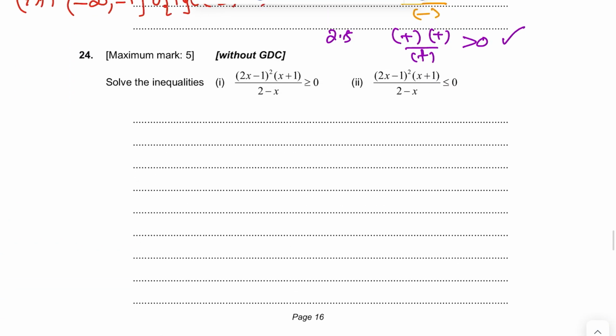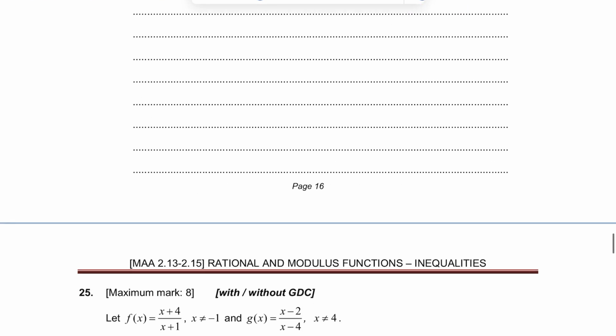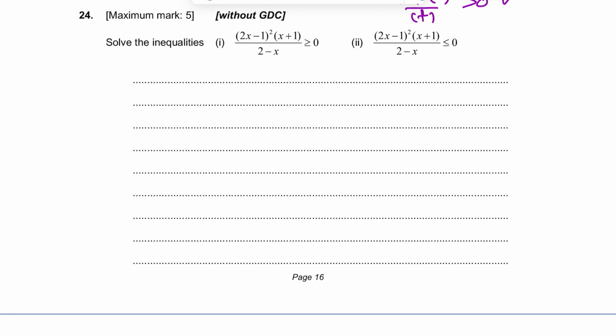Question number 24. Solve the inequalities. So what are the roots? Half, negative 1 and 2. So I take negative infinity, negative 1, half and 2.